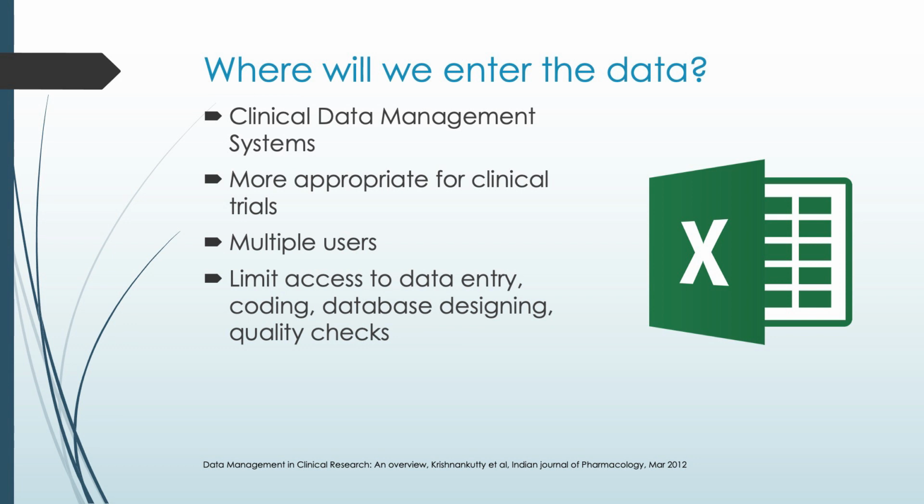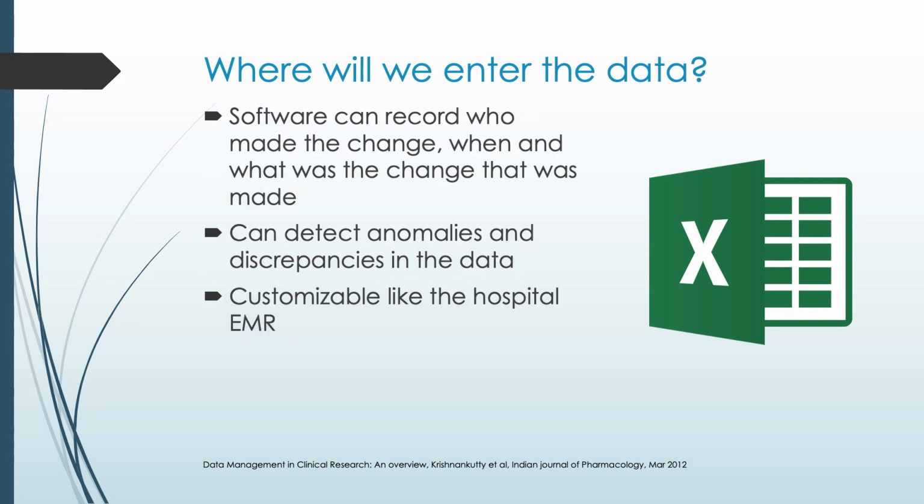It allows you to have multiple users of the system at the same time, and you can customize each one, so people have access only to, for example, data entry, coding, database designing, or quality checks. The software can record who made a change to the database, when, and what the change was. It can detect anomalies and alert you early that there's a problem. Instead of waiting until all the data is collected and then noticing the values don't make sense, it'll tell you early, this value doesn't match the other values that were placed.